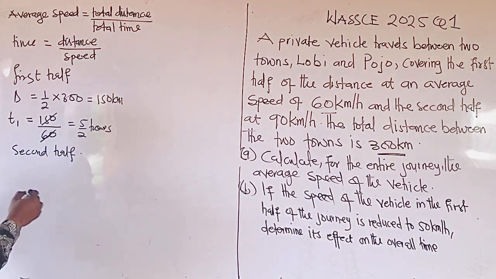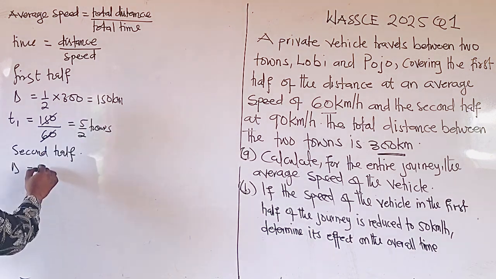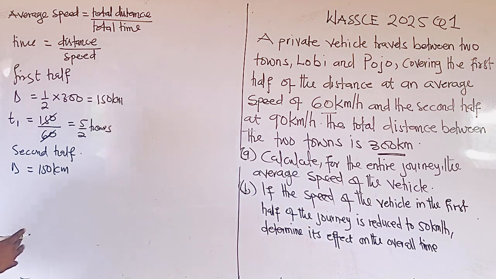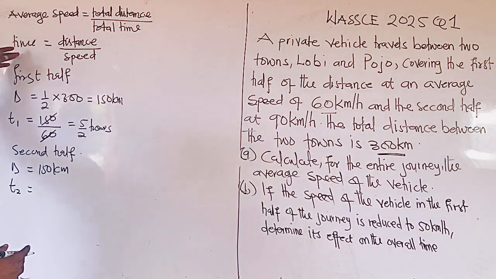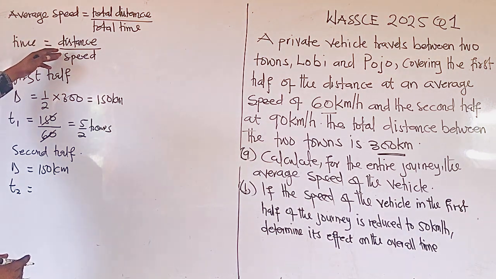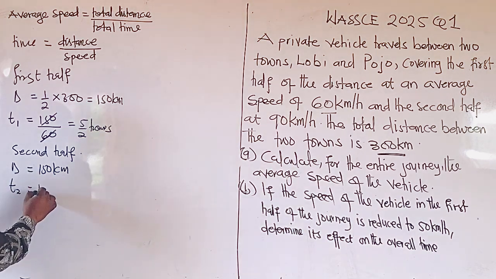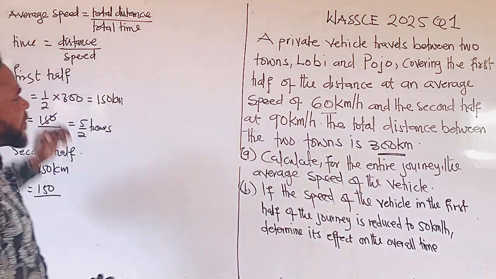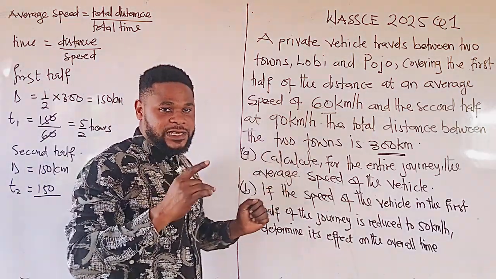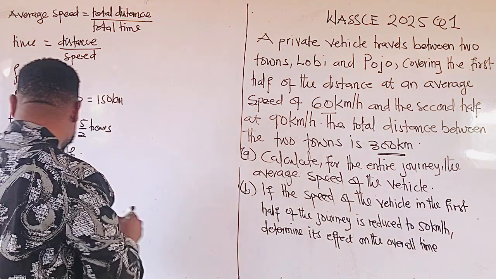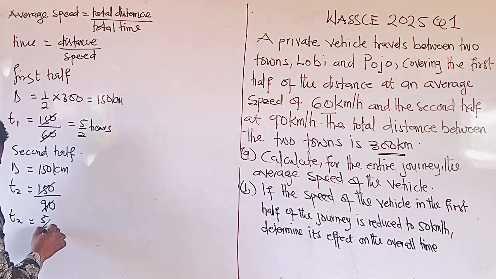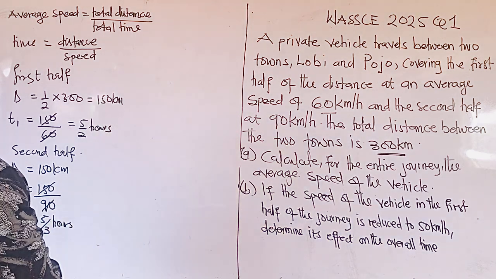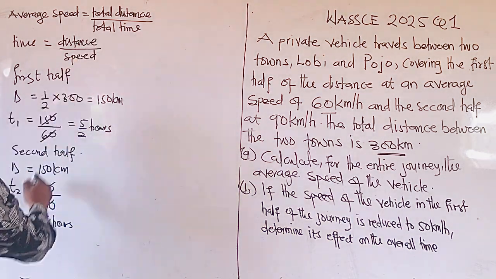Now let us look at the second half. For the second half, the distance is still 150 kilometers. So the time for the second half, we all know that time is equal to distance over speed. The distance for the second half is the same, 150, but the speed for the second half is going to be 90, because we have 90 kilometers per hour here. So for the second half, 150 divided by 90, we are going to have 5/3 hours.